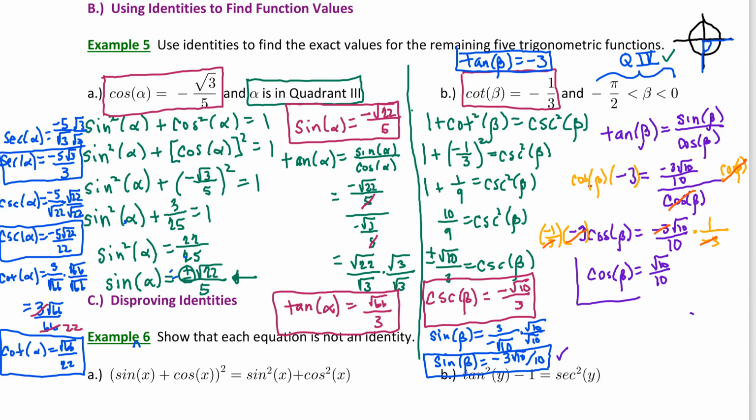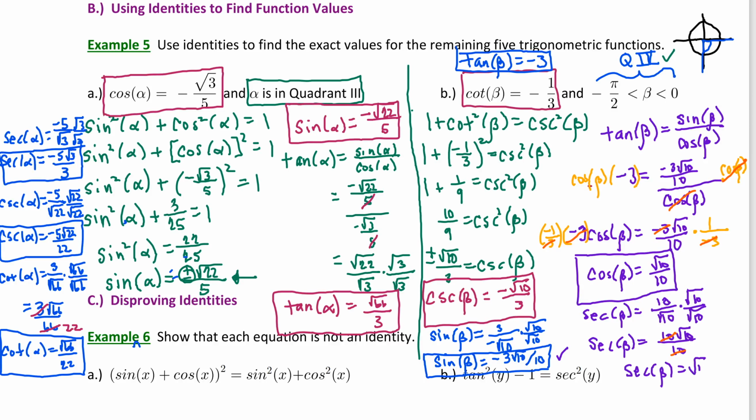Note that in quadrant 4, cosine is positive. Finally, we can determine secant of beta. Secant of beta, recall, is the reciprocal of cosine. So I'm going to invert cosine and then re-rationalize the denominator. We end up with secant of beta equal to 10 square root of 10 over 10. Which, of course, simplifies to secant of beta equals the square root of 10.